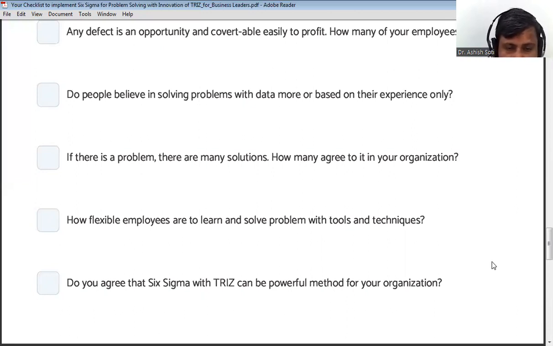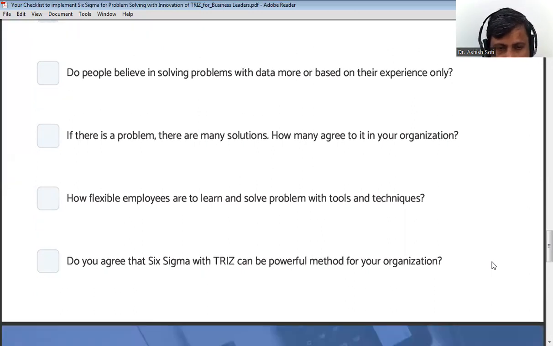Do you agree that Six Sigma with TRIZ can be a powerful method for your organization? Now, I am talking about how we can implement Six Sigma with TRIZ. TRIZ is a tool which promotes innovation, and Six Sigma is a tool which is mostly logical-based thinking. TRIZ gives you a solution matrix which can help you improve your Six Sigma with lesser effort. That is the advantage: we are using Six Sigma with innovation so that you can solve problems much better.